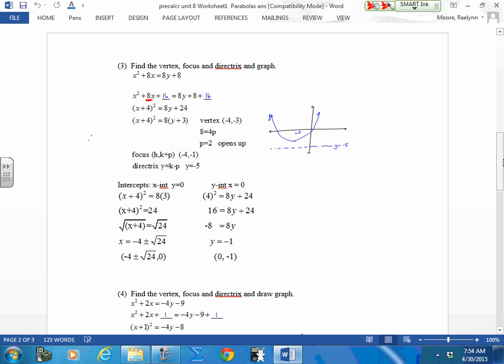Half of 8 is 4. 4 squared, 16, 16. Combine these terms. Factor out an 8. The coefficient of y has to be 1. Now you have your formula. So line it up. X minus h squared equals 4p, y minus k.